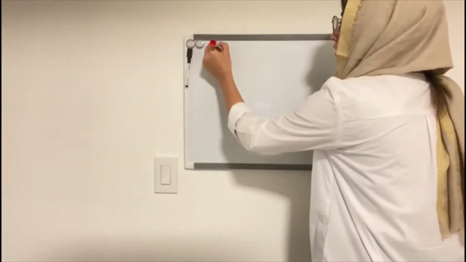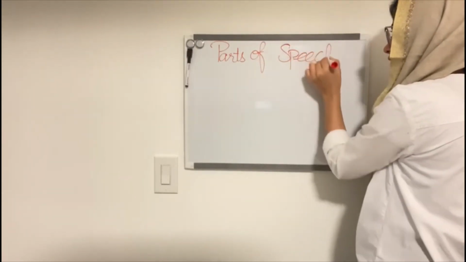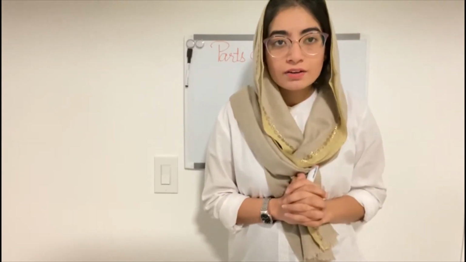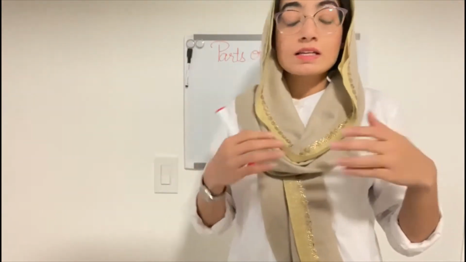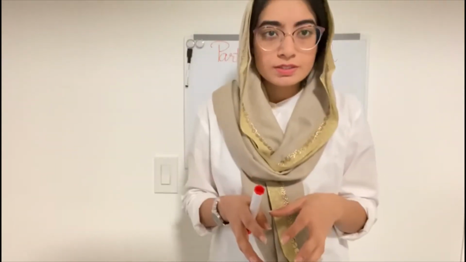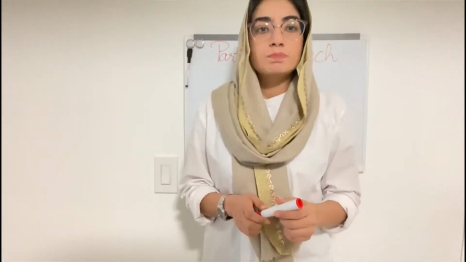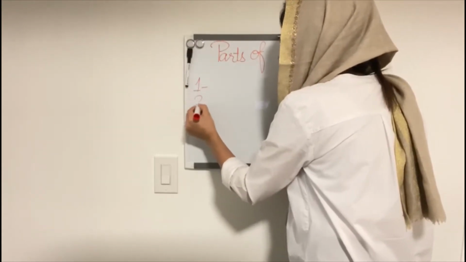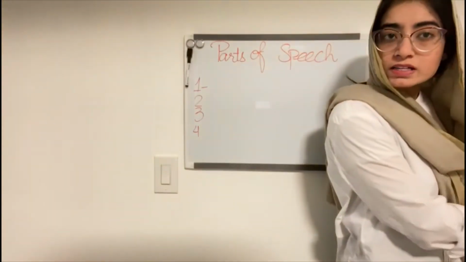So the topic of our lesson is parts of speech. All right. How many parts of speech do we have? We have 8 parts of speech. For example, whenever I say a sentence, we have so many words, 4, 5, 3, that are making up that sentence. So the words that are making up a sentence are called parts of speech. We have 8 parts of speech. Those are, I am going to write them one by one and then we will discuss them one by one as well.